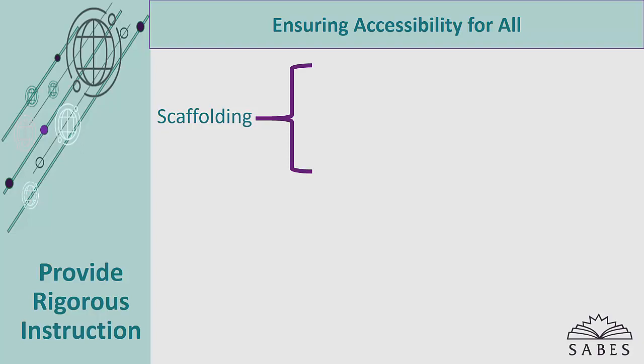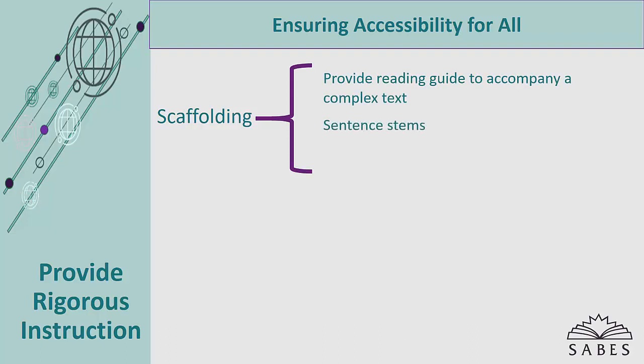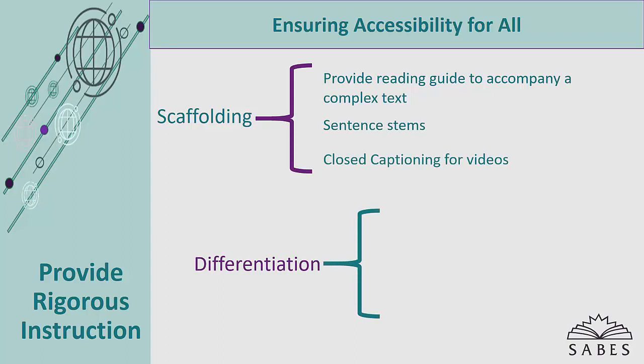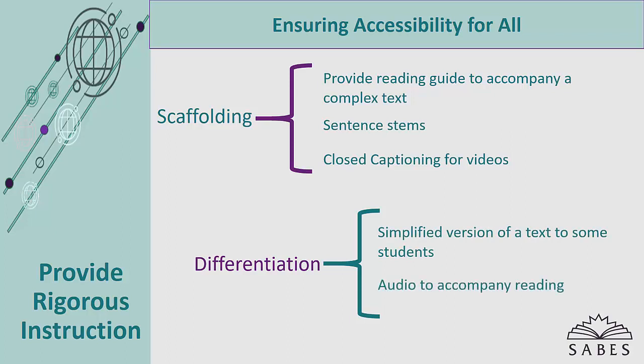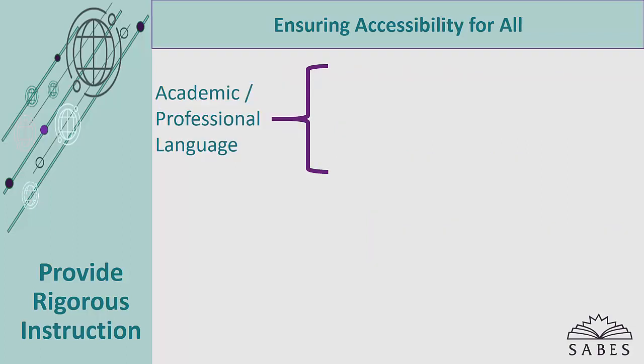To ensure that all learners can access these kinds of rigorous content and activities, effective teachers provide scaffolding or supports, such as a reading guide to accompany a complex text, sentence stems for help with writing or talking about complex ideas, or closed captioning for videos. They differentiate, providing the above supports to those students who need it, or a simplified version of a text to some students, or an audio to accompany a reading for others.